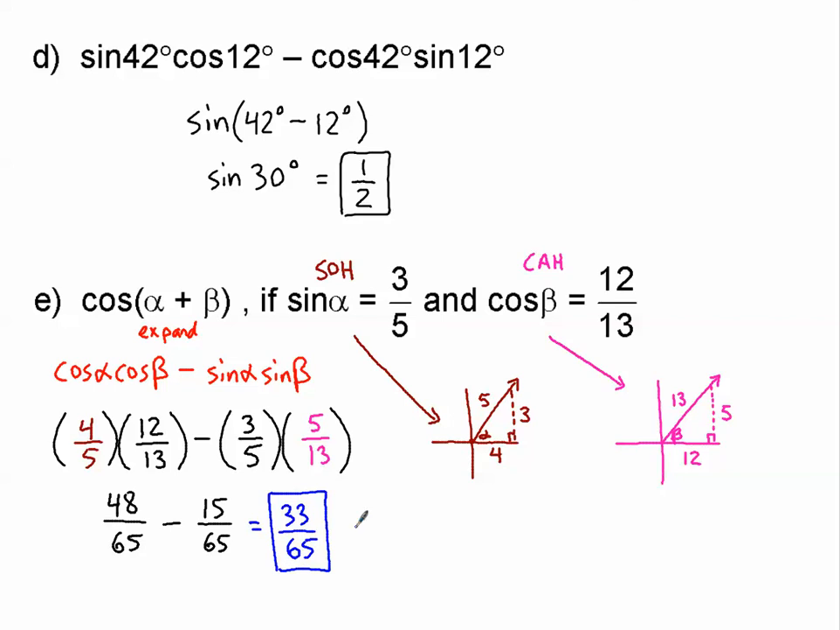So if you don't have unit circle values, you can still draw pictures. That's, I think, the fastest way to do this.